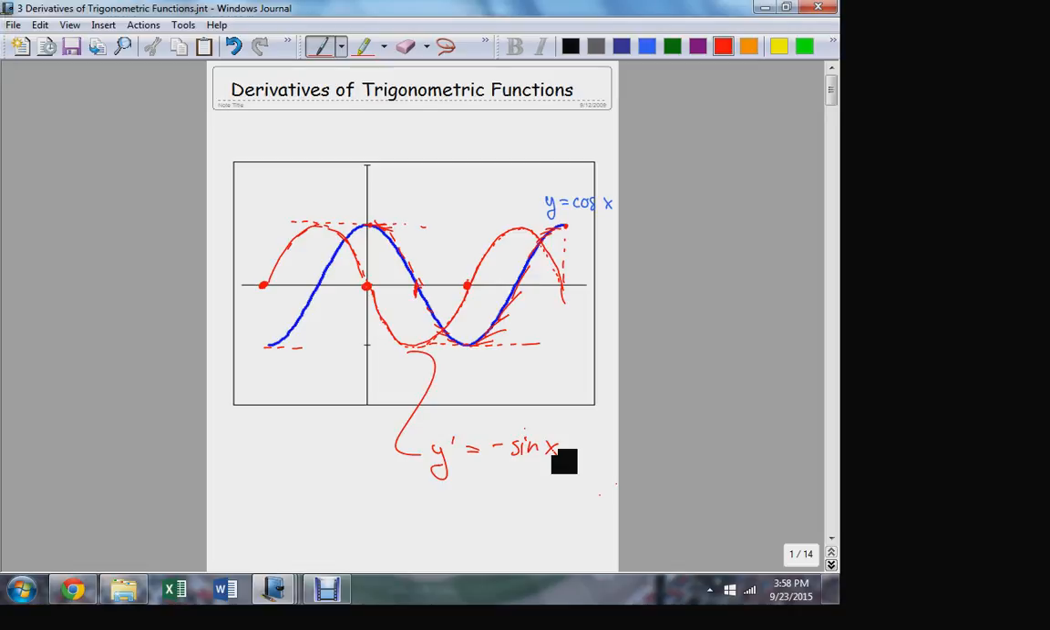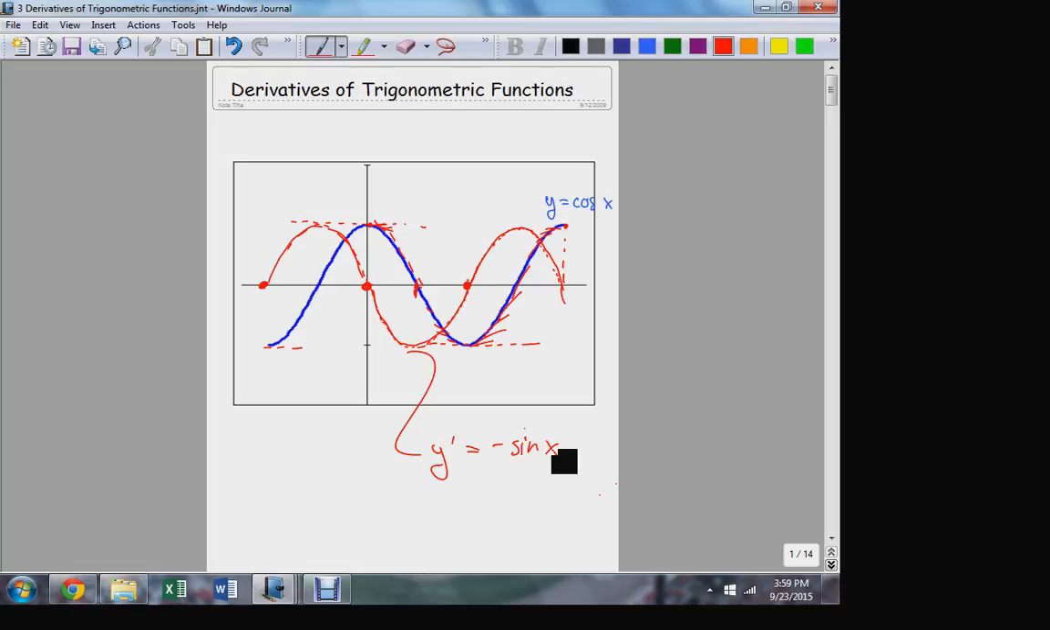So that's a hint about the relationship between these two functions. And what we've done here is we've analyzed this graph according to the behavior of the tangent lines. The tangent line being the representative of the derivative allows us to draw a conclusion about what the structure of the graph of the derivative has to look like. It's got to go to zero whenever we have a turning point for the original function.